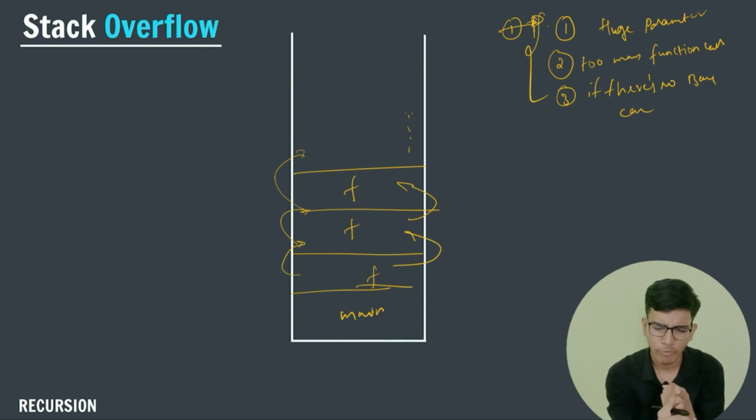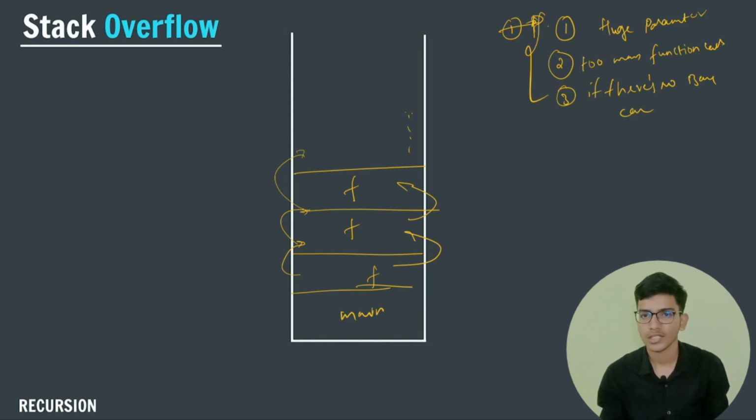So if we are passing a huge parameter, then there is a probability that we will get a stack overflow. After that, the second condition is too many function calls. If I am calling like 1000 functions at the same time, then it will give me a stack overflow condition, right? And the third one is if there is no base case.